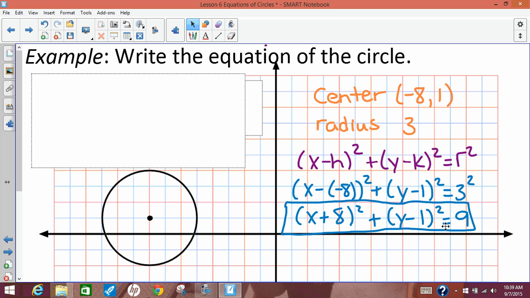So again, the x value of my coordinates for the center of the circle was negative in this case, and when we write the equation, there's a plus sign that happens, and that's again because the original standard form has a minus, and a minus and a minus make a plus.